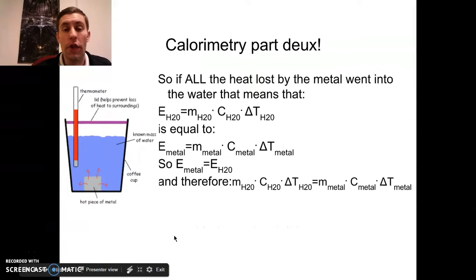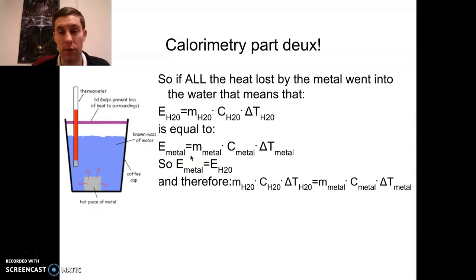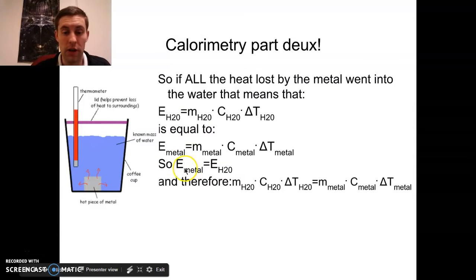Okay, so if we know that all the heat lost by the metal went into the water, that means that in the energy equation for the metal or the water, mcΔT, the change in temperature, the energy that was gained by the water has to be equal to the energy lost by the metal. All the metal's energy that was lost went into the water. So the energy of the metal equals the energy of the water, but on the opposite side. Therefore, the mass of the water times the specific heat of the water times the change in temperature of the water also has to equal the mass of the metal times the specific heat of the metal times the change in temperature of the metal.